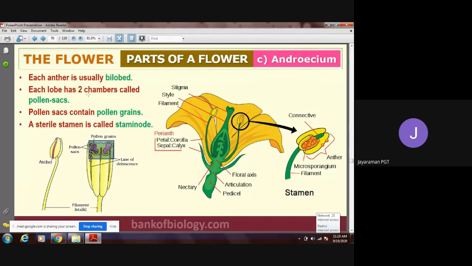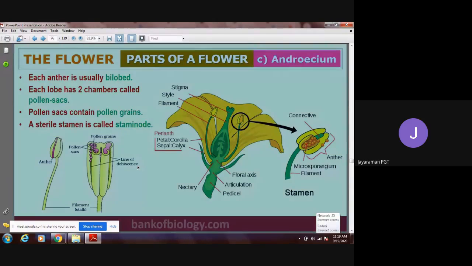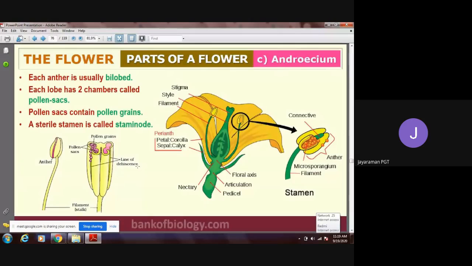Each lobe has two chambers, so you can see chamber 1, chamber 2, chamber 3, chamber 4. So four chambers are there, but as far as the lobes are concerned, two lobes. You can see in this picture, two lobes are there. The pollen sacs contain pollen grains. If the stamen is not producing pollen grains, it is a sterile stamen, the staminode. Staminodes sometimes come in one or two.